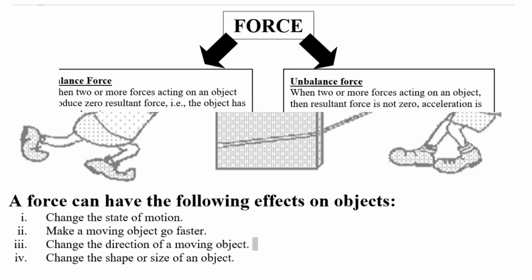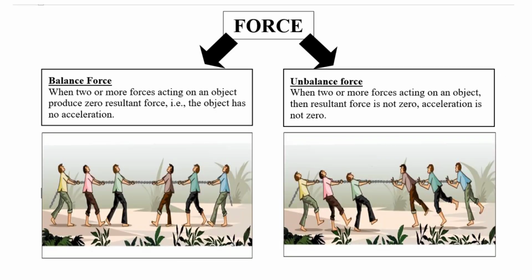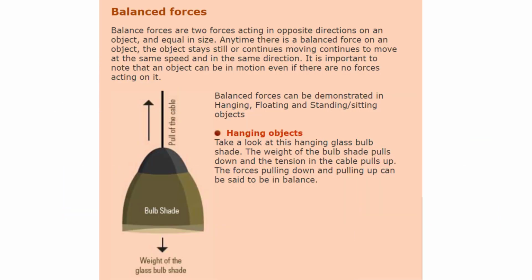Balanced forces. Balanced forces are two forces acting in opposite directions on an object and equal in size. Anytime there is a balanced force on an object, the object stays still or continues to move at the same speed and in the same direction. It is important to note that an object can be in motion even if there are no forces acting on it. Balanced forces can be demonstrated in hanging, floating, and standing or sitting objects.